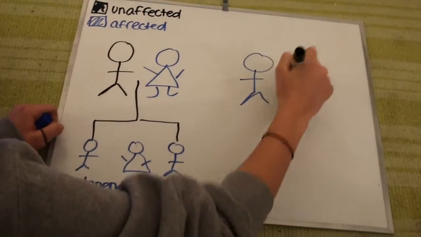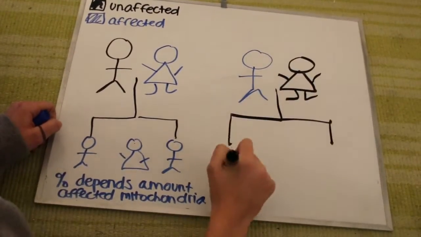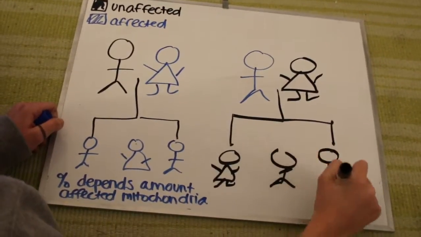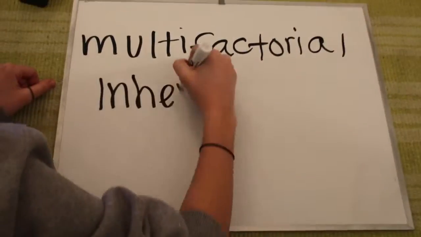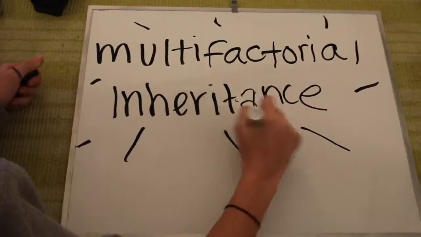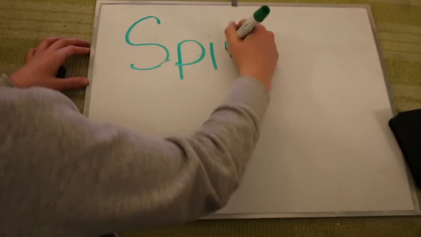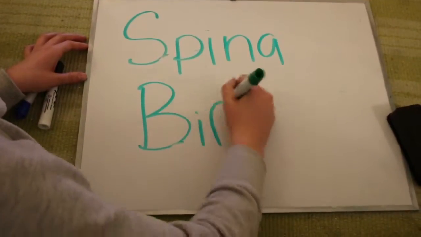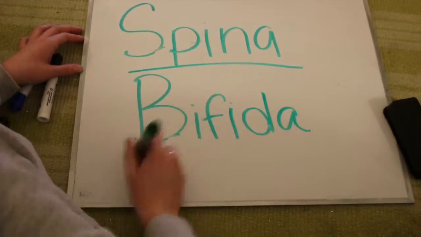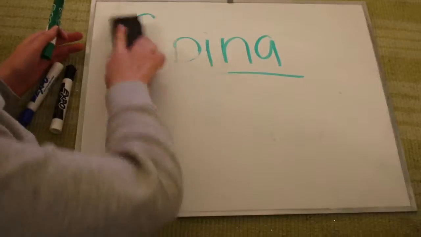Alterations to this mitochondrial DNA can cause several disorders, which are often associated with neuromuscular features. Lastly, we will touch on multifactorial inheritance. Spina bifida is a birth defect in which a developing baby's spinal cord fails to develop properly, often causing paralysis of the lower limbs and even mental handicap.